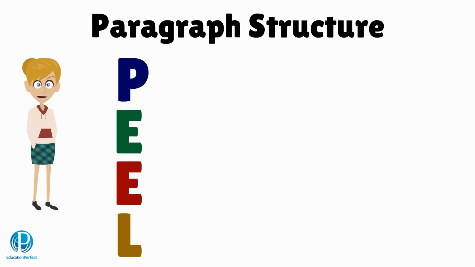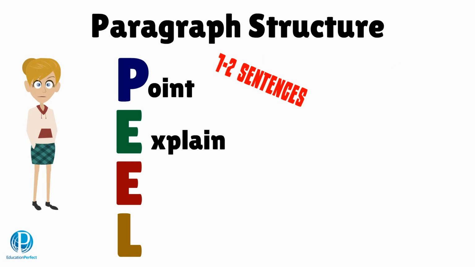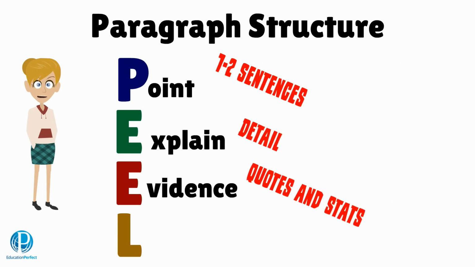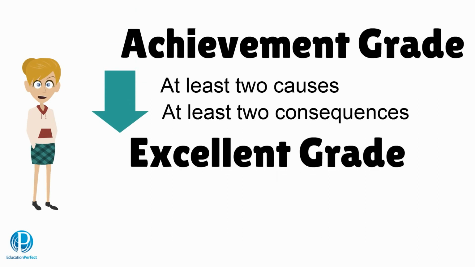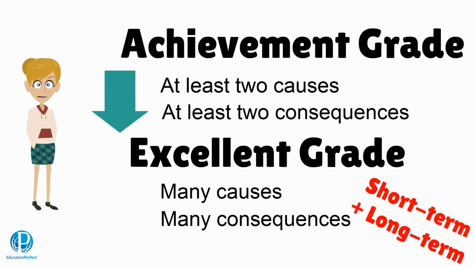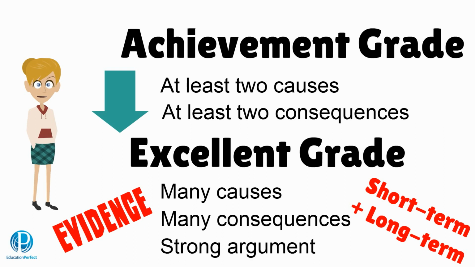Remember, we can use the handy PEEL acronym for paragraph structure. Make a point in 1 or 2 sentences, explain your point in detail, use lots of supporting evidence, and then link it back to the question. An achievement grade will require at least 2 causes and also 2 consequences, both long-term and short-term. Remember to highlight the relative importance of each cause or consequence. If you want to reach excellence grades, then you'll have to discuss many causes and consequences, both long-term and short-term, using lots of evidence, good explanations, and a well-constructed argument.